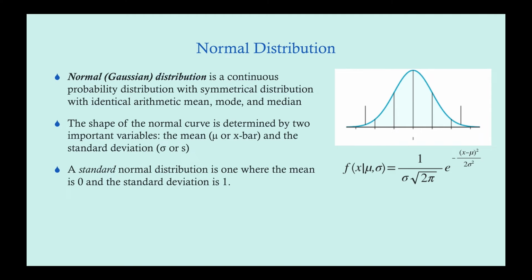So the normal distribution is also known as the Gaussian distribution. It's a continuous probability distribution with a symmetrical distribution, and it has an identical arithmetic mean, meaning the average value, the mode, meaning the most frequent value, and the median, meaning the middle value. It's all the same. Now, this is different from some other distributions.